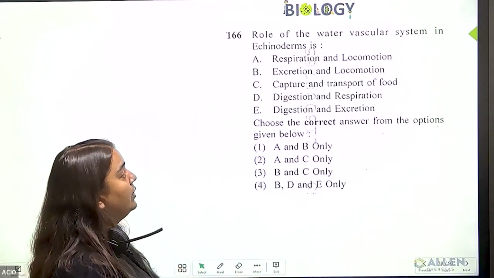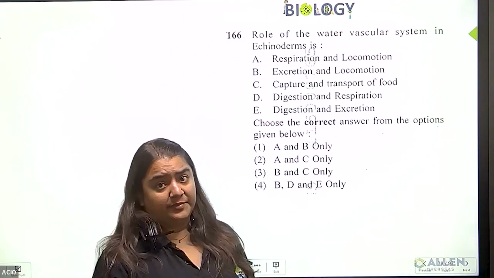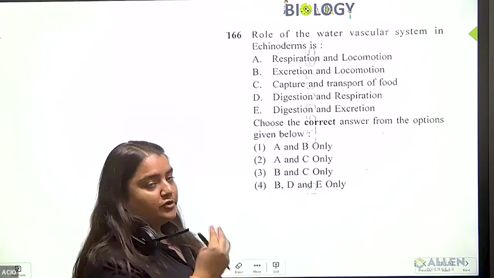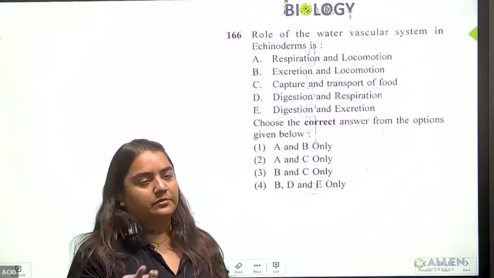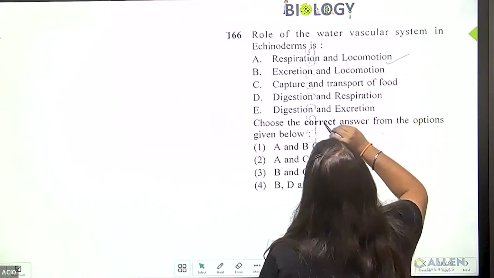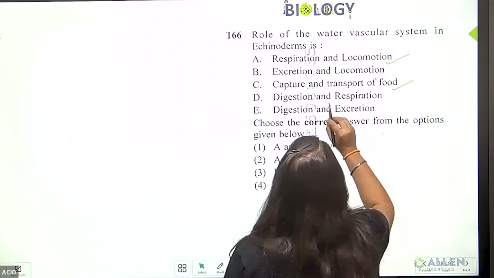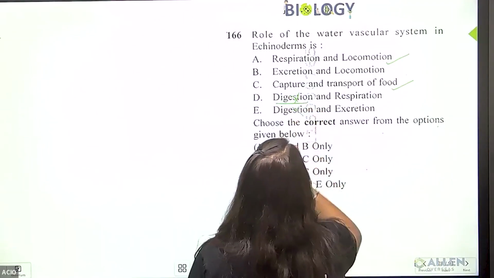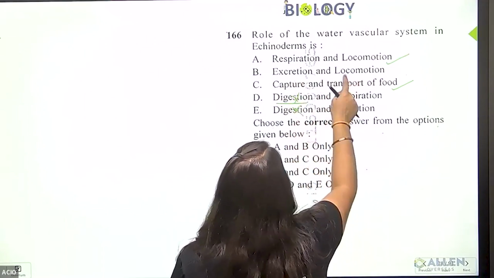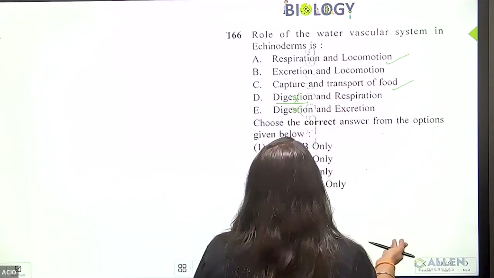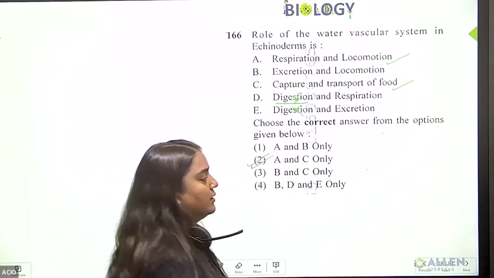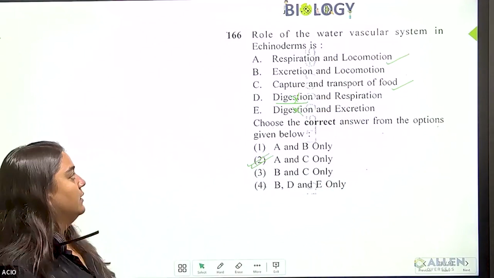Next, role of water vascular system in echinodermata. Respiration, locomotion, anchorage and defense, capture and transport of food, and excretion also. But let's find out the best option possible. Respiration, locomotion, yes. Capture and transport of food, yes. But now over here, digestion is not there. Okay, so this eliminates out, and we don't have any option which goes A, B, and C. No option is there. So we are going to go with A and C. That is the best option possible right now. Okay, so we have to choose the best then.